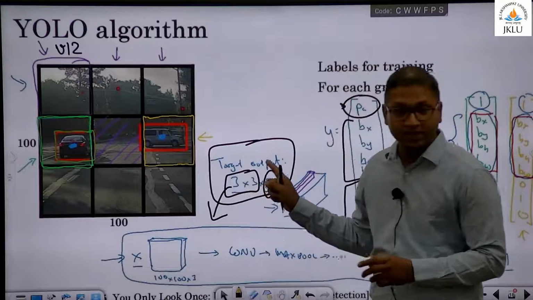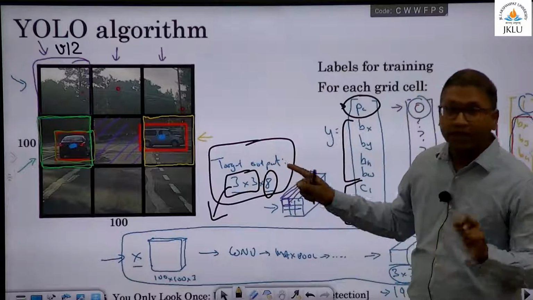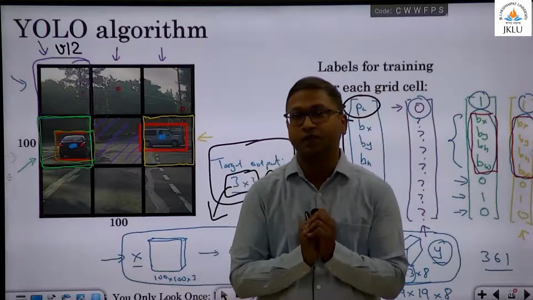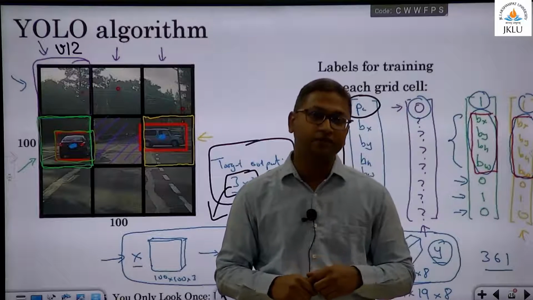So 3 cross 3 cross 8 is fine. Now as you see, things have started becoming much more difficult. What was there in classification?